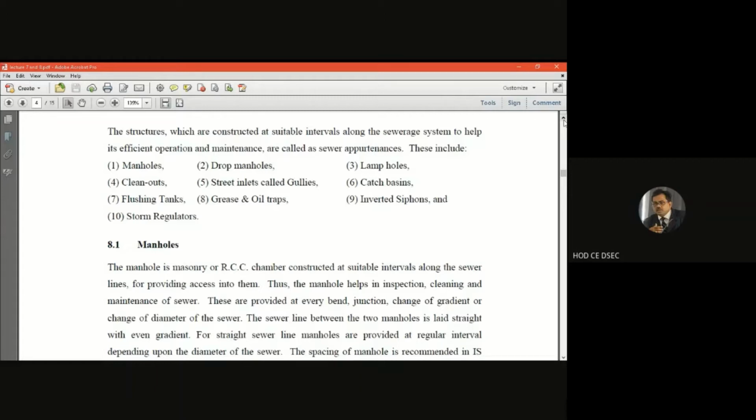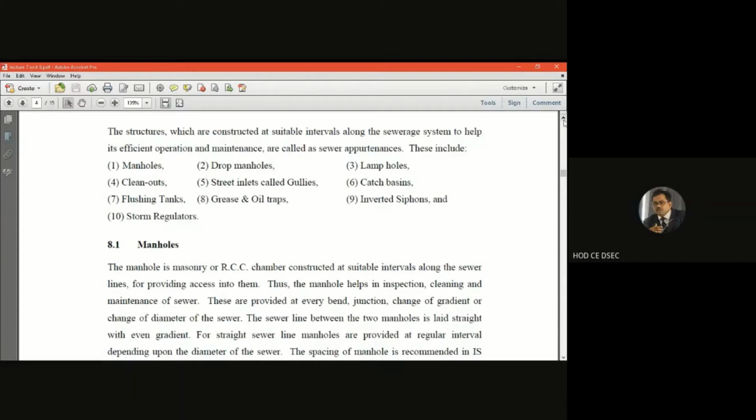For different utilities, maintenance operations and different configurations of the sewerage system, we will apply different manholes, and that will be very interesting and we'll discuss it in detail. Number 2 among the appurtenances is the drop manhole. That is also a type of manhole, but a separate one, so that's why it has been kept as a separate sewer appurtenance.